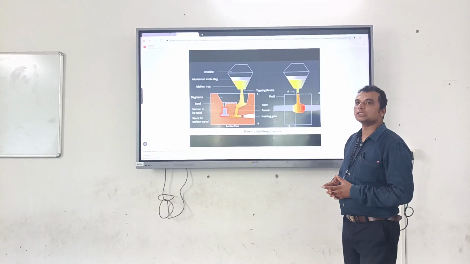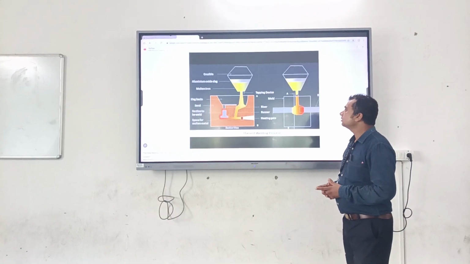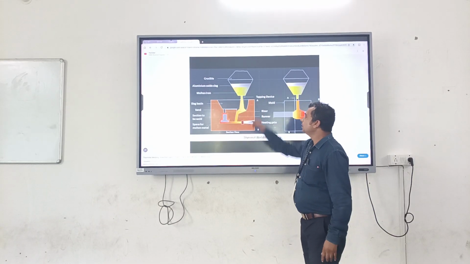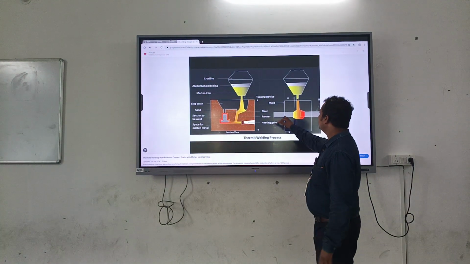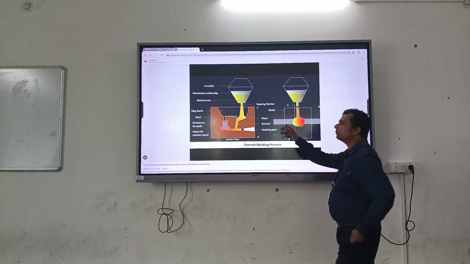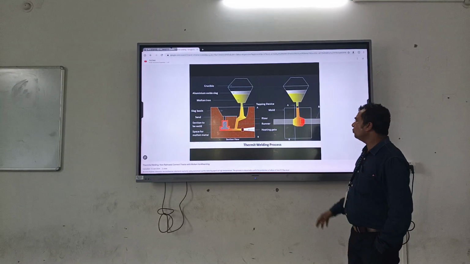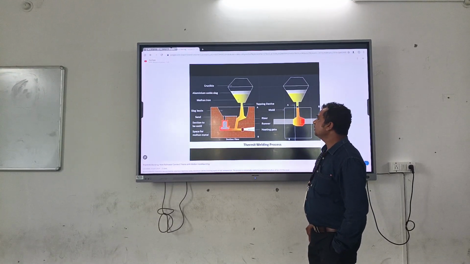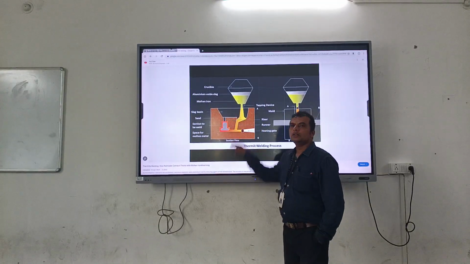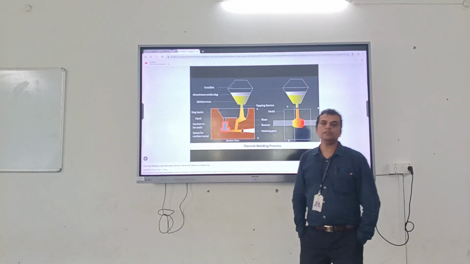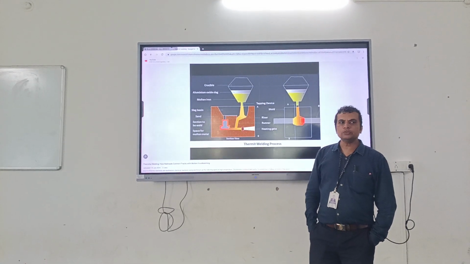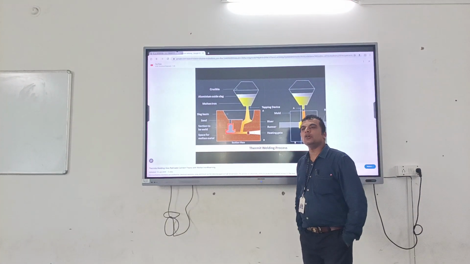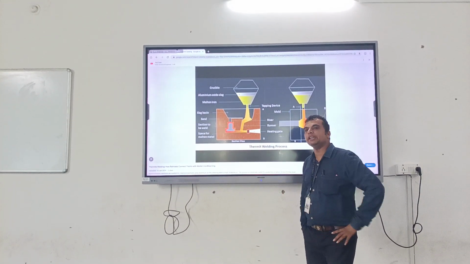The components of the thermit welding process are shown in this diagram. Here is a crucible and two heavy objects that we need to weld in this section, as well as a sand mold for welding purposes. We can say that a sand mold is used in thermit welding.